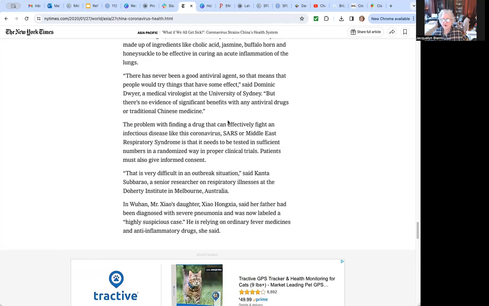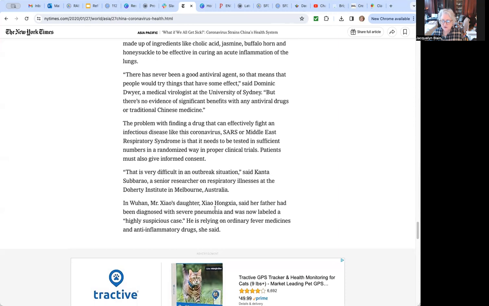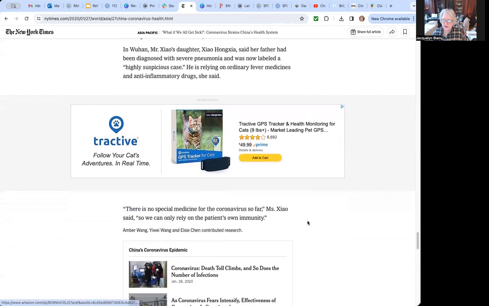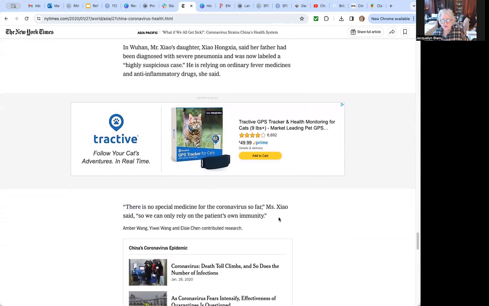There's never been a good antiviral agent. The problem with finding a drug that can effectively fight an infectious disease is that it needs to be tested in sufficient numbers in a randomized way in proper clinical trials. And at the very last paragraph, in Wuhan, Mr. Zhao's daughter said her father had been diagnosed with severe pneumonia and was now labeled a highly suspicious case. He's relying on ordinary fever medicines and anti-inflammatory drugs. There is no special medicine for coronavirus so far, so we can only rely on the patient's own immunity. So this one circles back to the beginning story about this particular patient.